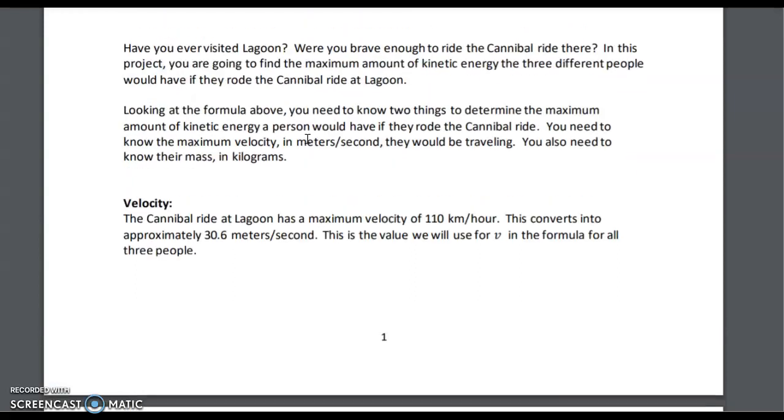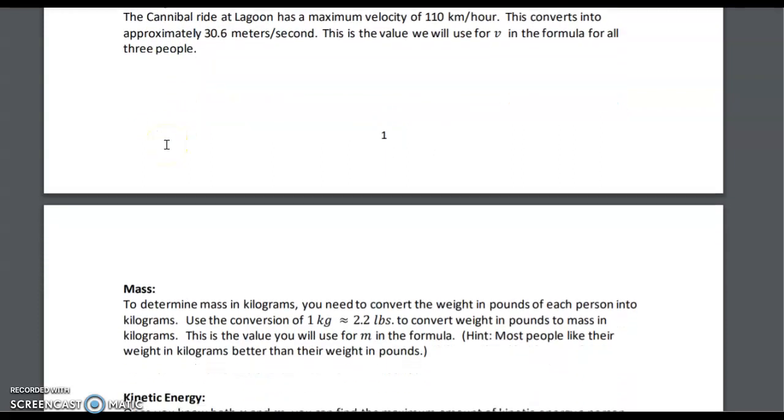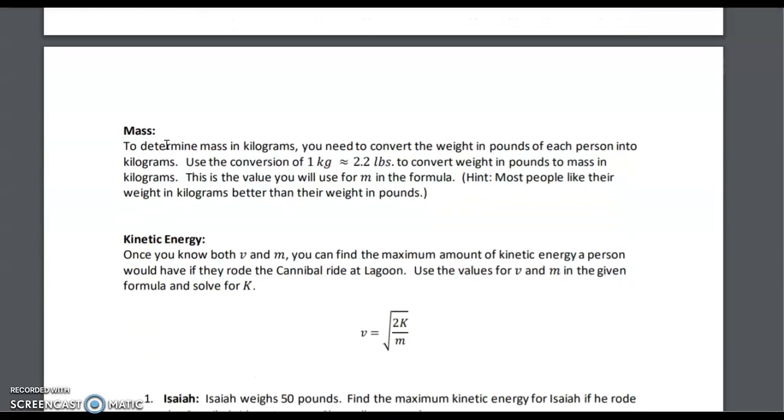So the velocity is 110 kilometers per hour, but this was converted into meters per second for you already. So it's 30.6 meters per second, which is the maximum velocity on the Cannibal ride. This is the value we will use for V in the formula.